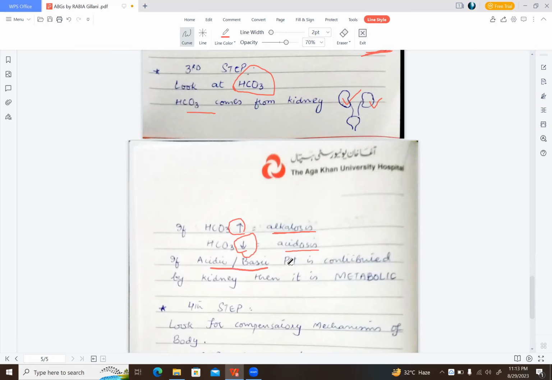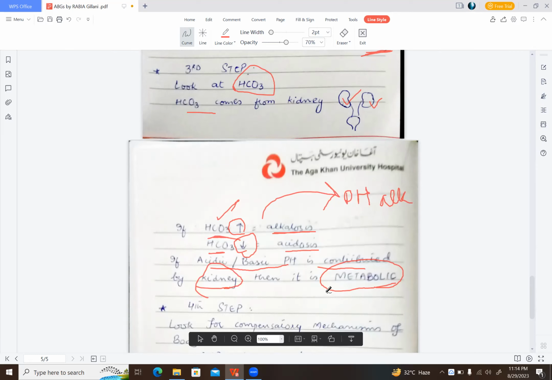If acidic or basic pH is contributed by the kidney, then it is metabolic. Whatever the pH is, it is because of these bicarbonate ions. That is, if pH is alkalotic and you see a raising of bicarbonate ion, then it becomes metabolic alkalosis. Kidney for metabolism. What is the fourth step?